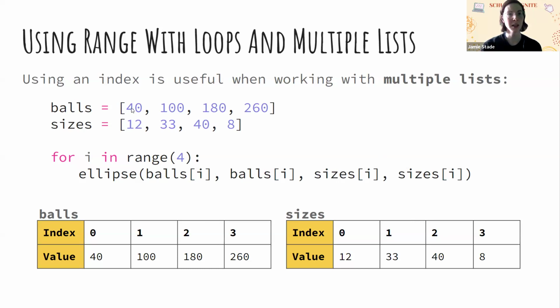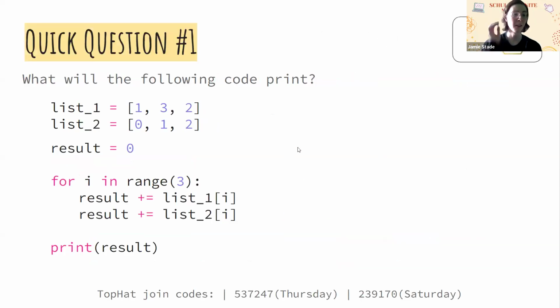So first time we have position of 40, and then the size is going to be 12. Then we have position 100, size is going to be 33. Position 180, size is going to be 40. And then position 260, size is going to be 8.